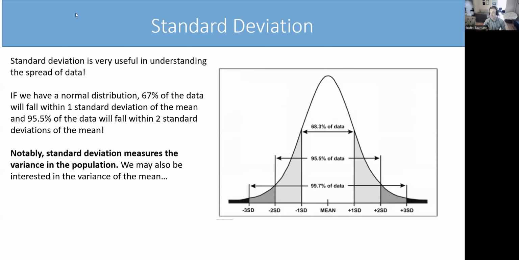Standard deviation is very useful in understanding the spread of data. And here is kind of why that is. If we happen to have a normal distribution, 67% of the data will fall within one standard deviation of the mean. 95.5% of the data will fall within two standard deviations of the mean.